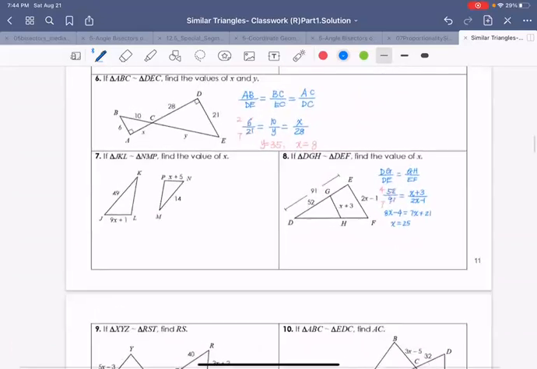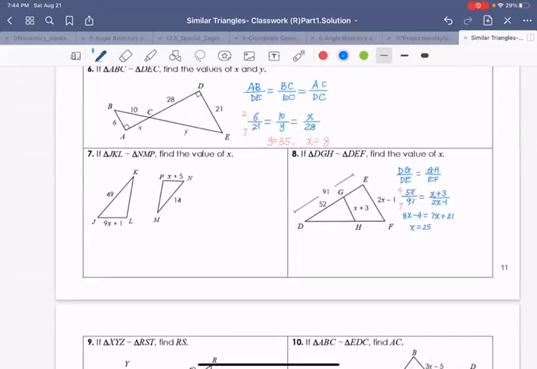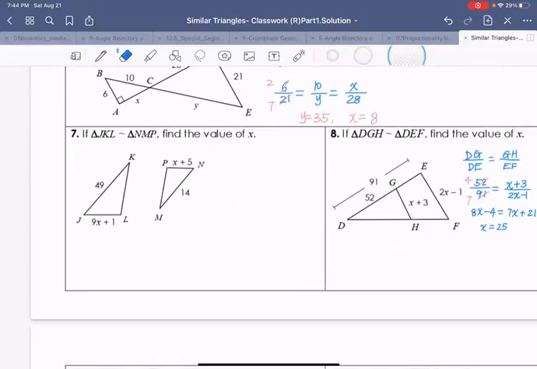Most questions are very similar. Let me call a student for the next one, okay? Albert, let's take a look at question 7, please. What proportion do you want to list first?